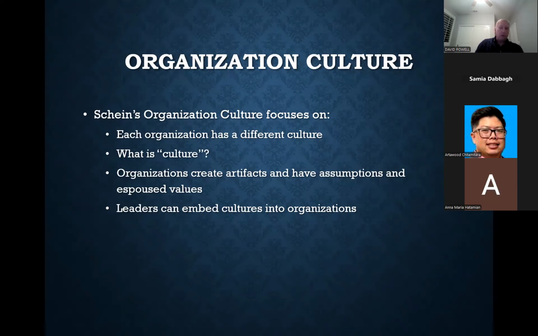Studying an organization culture means that we can study different levels of that culture. There are three basic levels of culture. Organizations create things such as artifacts. Artifacts are things like minutes from meetings, agendas from meetings, policy and procedure manuals. Those are the tangible things created by an organization that we can study to understand what that organization values and believes in.